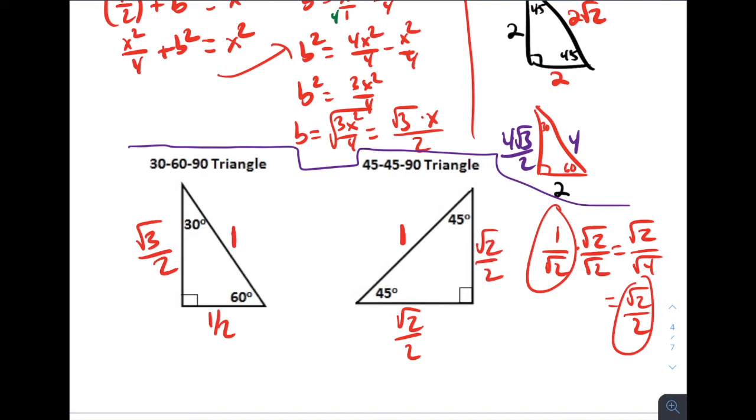So in special right triangles where the hypotenuse is 1, this is a key piece because we're going to be using this in a little bit. These are both special right triangles where the hypotenuse is 1. We already know what the side lengths are, which is great. We're going to use that next.